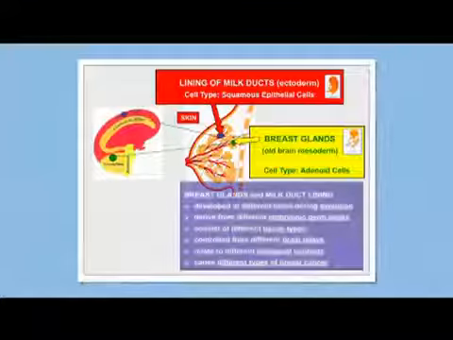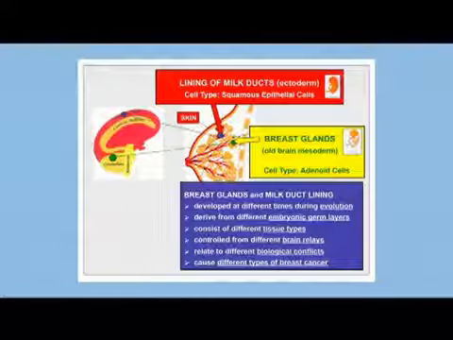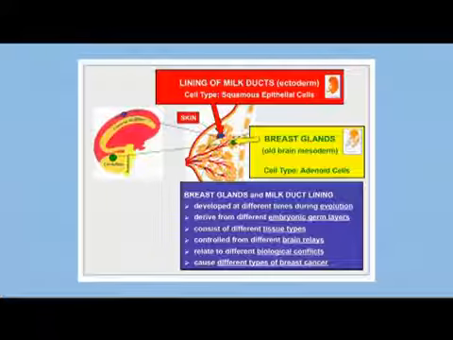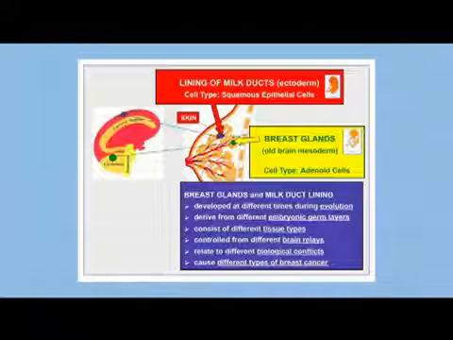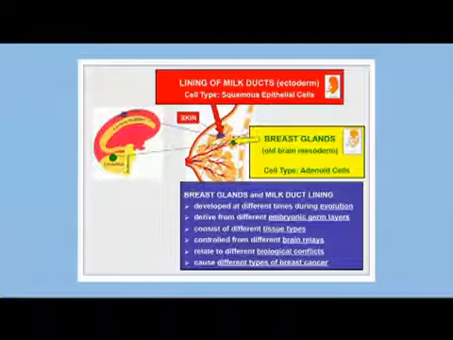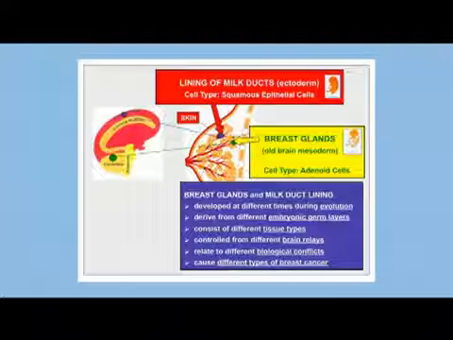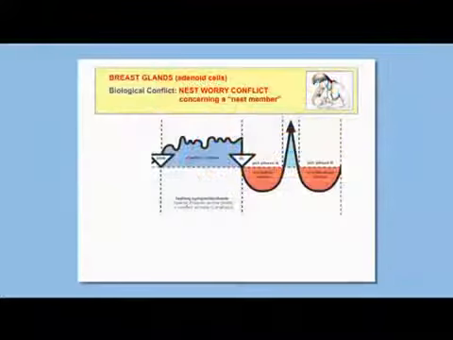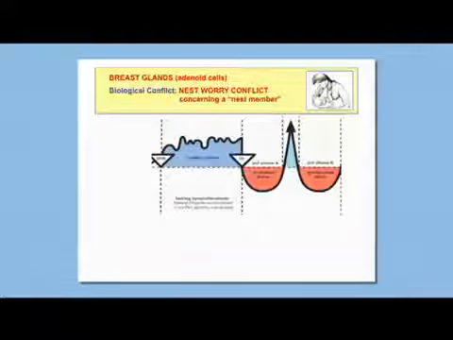So what we can conclude here is the following. As far as breast glands and the milk duct lining are concerned, these two tissues developed at different times during evolution, they derive from different embryonic germ layers, they consist of different tissue types, they are controlled from different parts of the brain, they relate to different biological conflicts, and therefore they cause different types of breast cancer. And we're going to start with the breast glands.